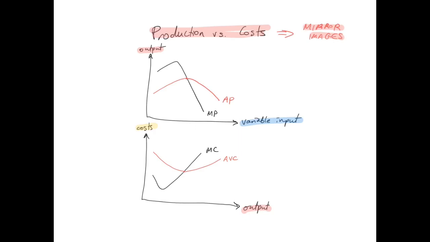Okay? Just don't forget that we put output on the y-axis when it comes to drawing AP and MP, but we put output on the x-axis when it comes to drawing MC and AVC. It's very important to pay attention. In the AP and MP diagram, output is on the y-axis, variable input is on the x-axis. However, in the MC-AVC diagram, output is on the x-axis and costs are on the y-axis.